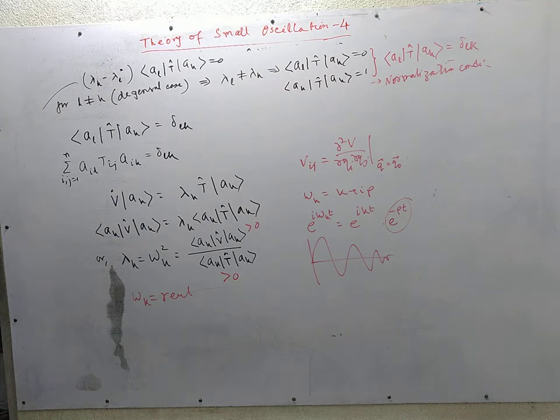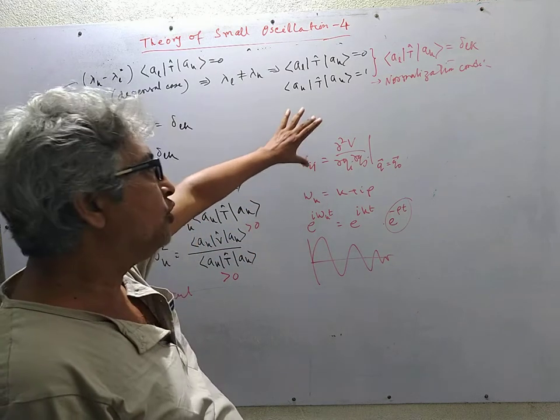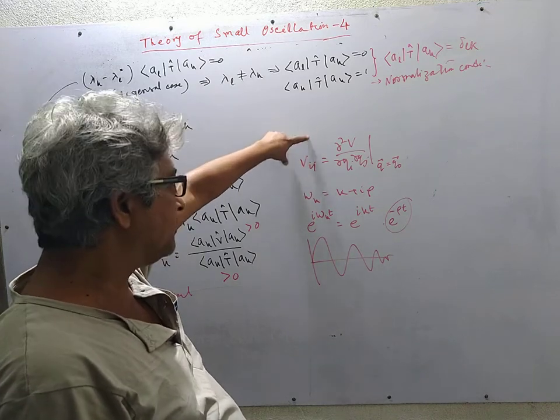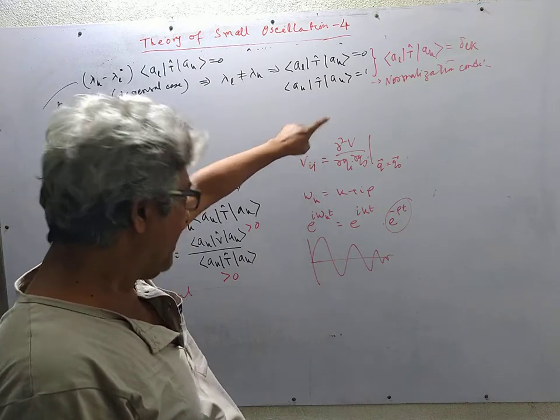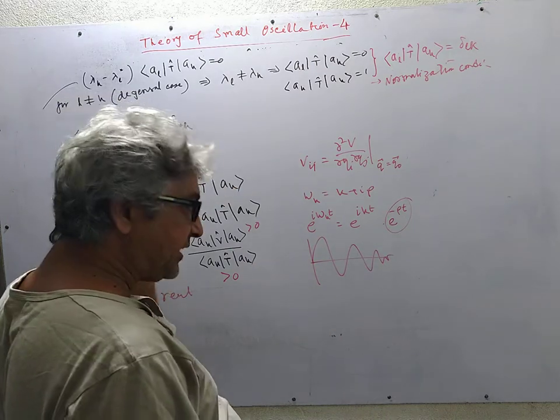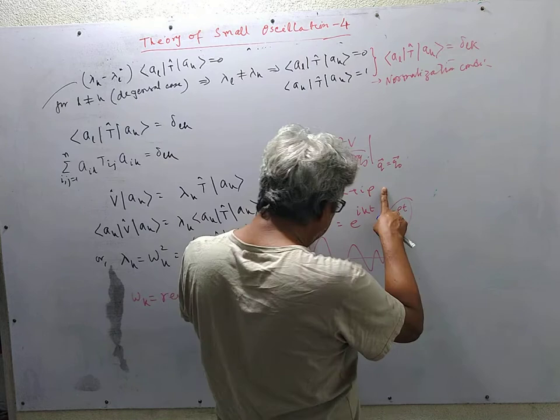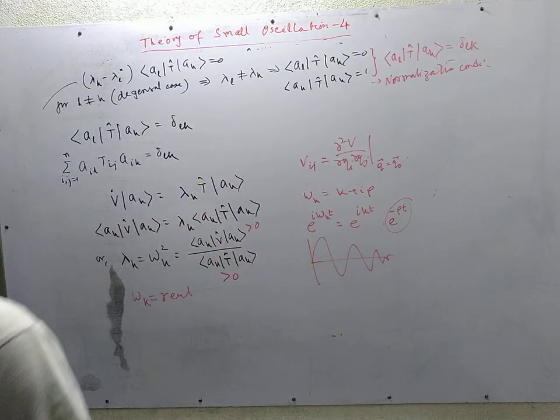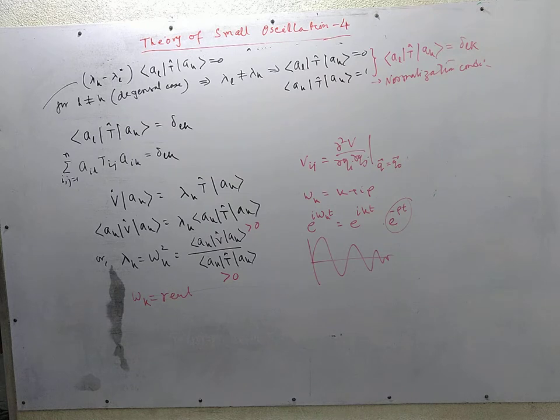If we were to study the oscillation about an unstable equilibrium point, in that case V_ij would be negative, which leads to omega square being negative. In that case omega will be a complex quantity, and that leads to a damped oscillation. So this is the reason that we study the small amplitude oscillation only about a stable equilibrium position. That's all for today.